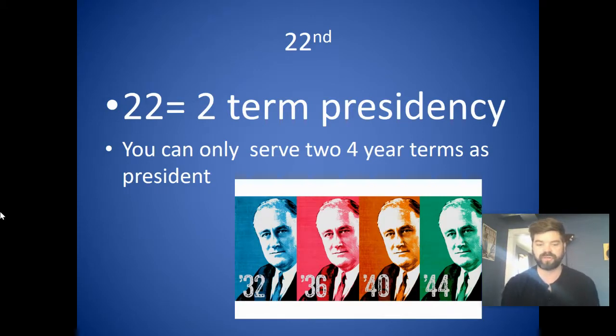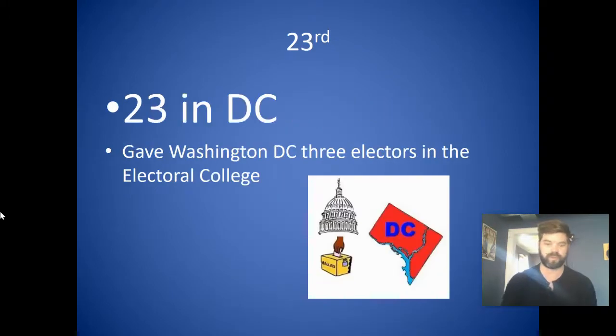Okay, you can only serve two four-year terms as president. 22, easy one to remember. 23 in D.C. Okay, gave Washington, D.C. 3 electors in the Electoral College. Basically, what that means is people in Washington, D.C. can now vote for president. Because of an increase in population, millions of people were being disenfranchised, having the right to vote taken away. So the 23rd Amendment gave 3 electors in the Electoral College to Washington, D.C. And now people in D.C. have a say in the presidential election.